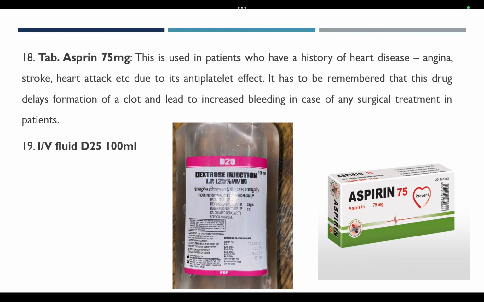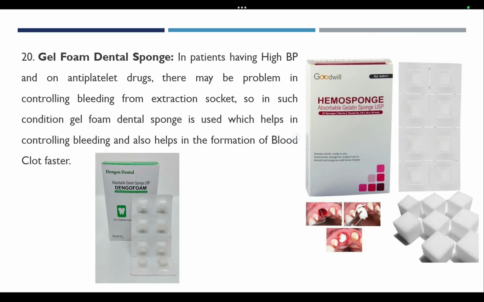Another tablet important to be available is aspirin. It's used in a patient who has a history of heart disease, angina, stroke, heart attack, etc. Also, it's due to its antiplatelet effects. This drug delays formation of a clot, so it will increase bleeding. In addition to IV fluid, such as dextrose injection, 100 milliliter.